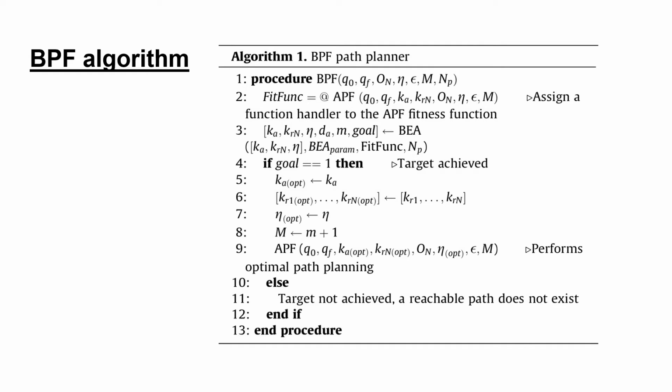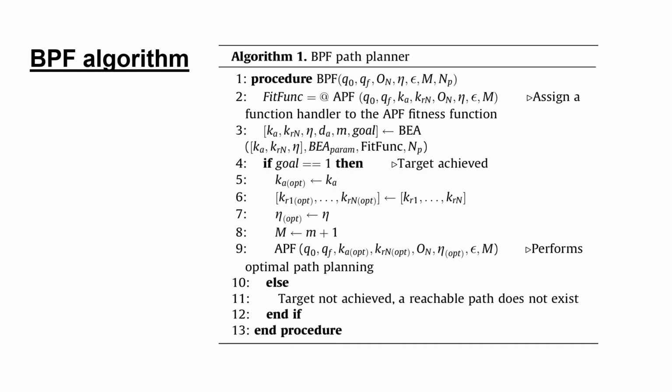In line 3, the BEA evolves the parameters Ka, Kr1 until Krn, and eta to obtain the corresponding optimal values if the goal was achieved. That is, if goal is 1. In this case, with the DA value, the user can verify that the mobile robot has reached the goal. That is, DA is less than or equal to epsilon. Otherwise, it returns goal equal to 0, which means the goal was not achieved. And in this case, the BEA returns the best value found so far. DA is the distance to the goal, to know how far the mobile robot is from the goal.